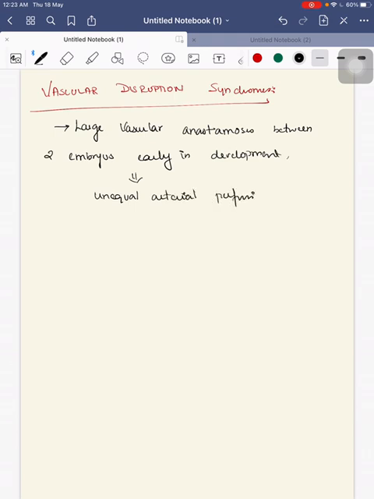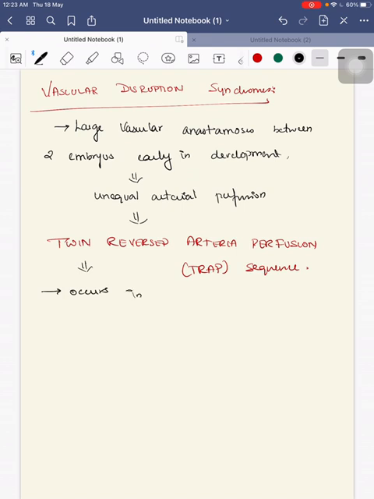This results in what is called the twin reversed arterial perfusion sequence, that is TRAP sequence. This occurs only in the monochorionic twins.